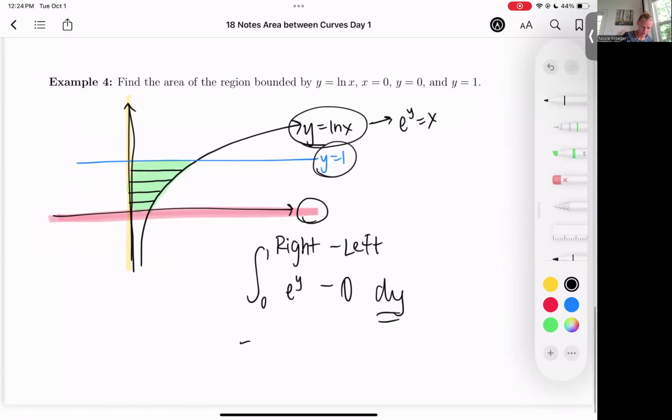Okay, this one's super easy to anti-differentiate. Just e to the y from 0 to 1. So e to the first minus e to the 0. This gives us 1 point something. I'm just going to leave it like that though.